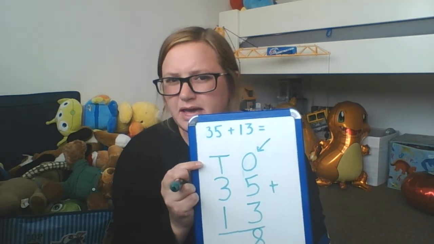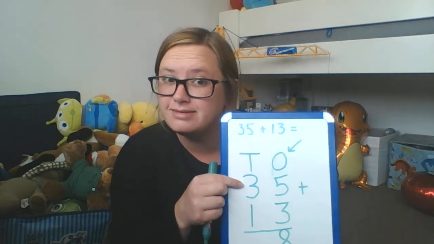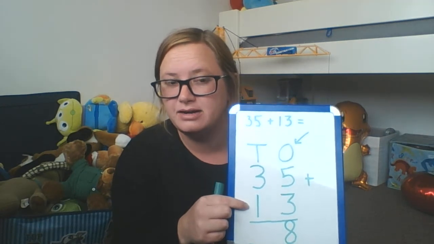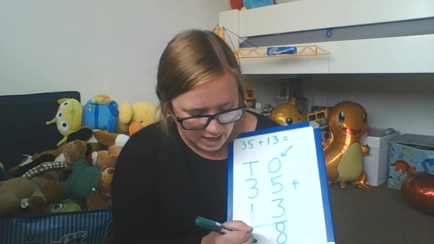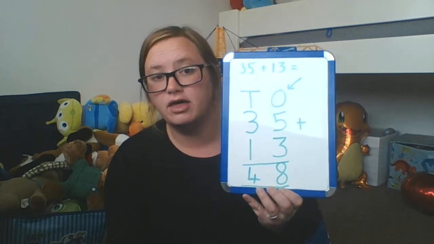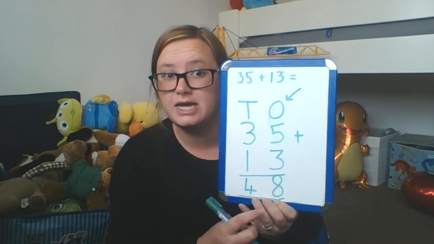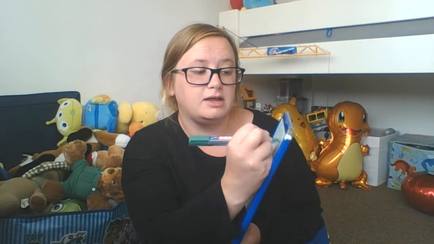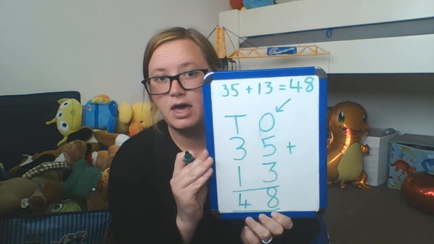So for lots of us, we might say, oh, it's 3 add 1, but actually we must remember that we have 3 tens, add 1 ten is 4 tens. So we know that 4 tens are worth 40. So I've got my answer of 48, and I can put that next to my number sentence. Okay, let me give you another example for addition, and then we'll have a look at moving on to subtraction.